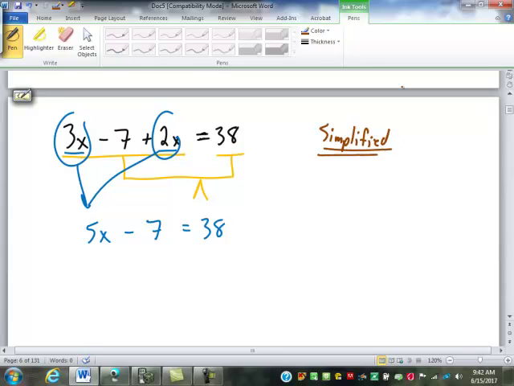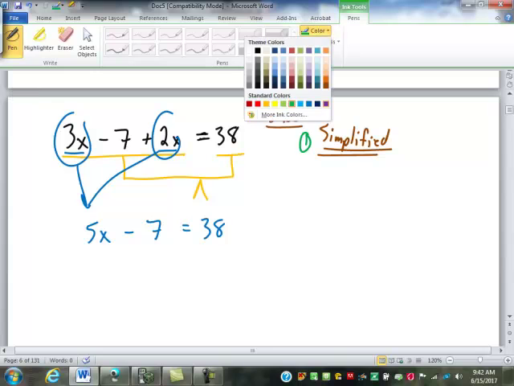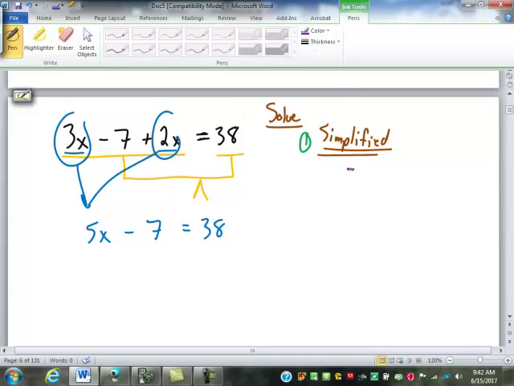When we are asked to solve an equation, often the first step is to simplify. Sometimes we simplify just one side, sometimes we simplify both sides. So when you simplify, you have to look at each side separately.